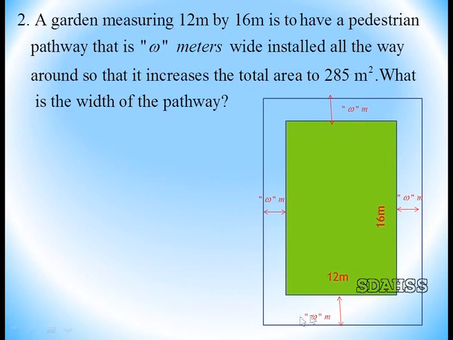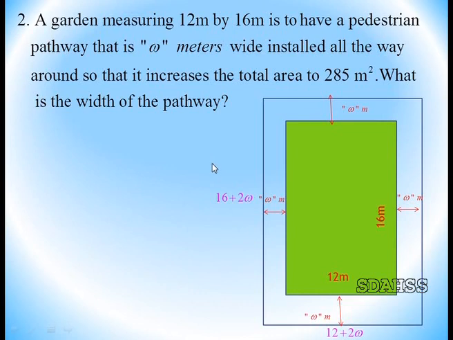Here we want to find the length and breadth of the outer rectangle. Breadth of the outer rectangle be 12 plus W plus W. W plus W, 2W. So 12 plus 2W. And the length of the outer rectangle be 16 plus W plus W, 16 plus 2W.